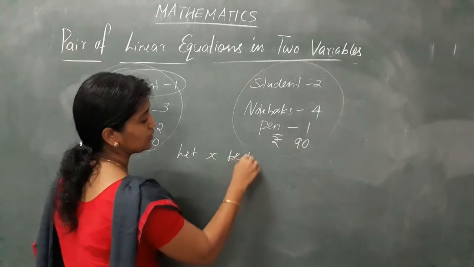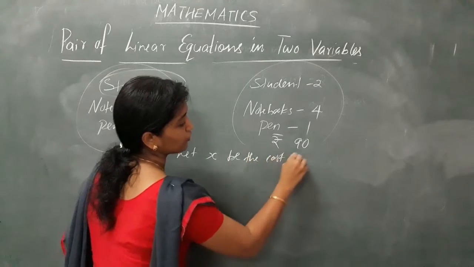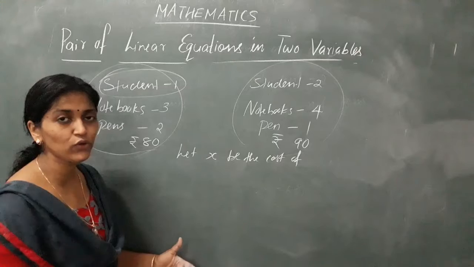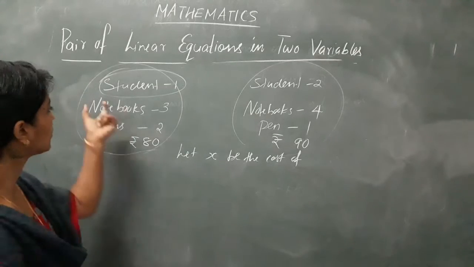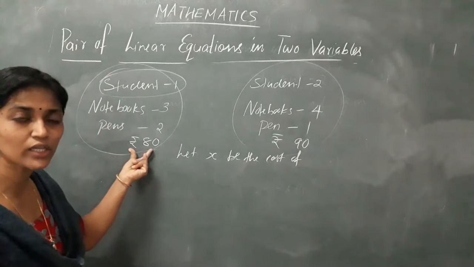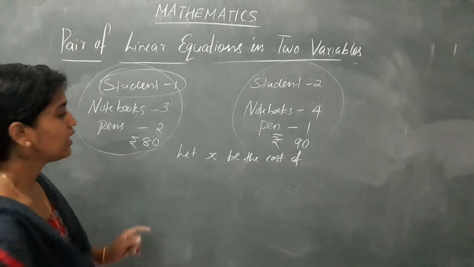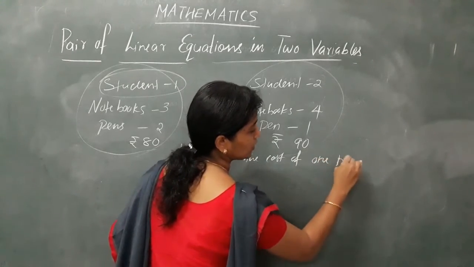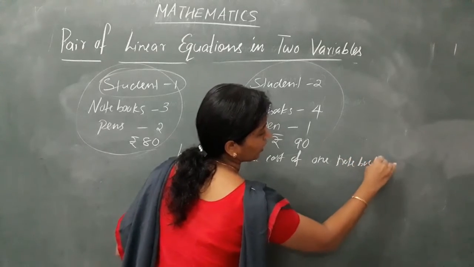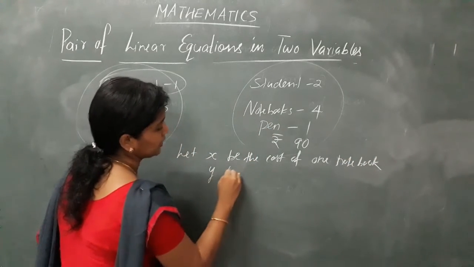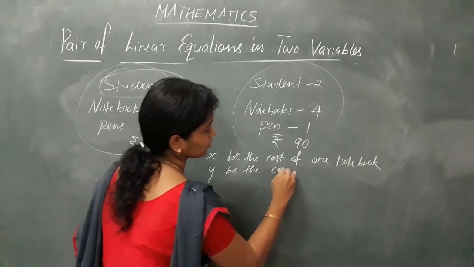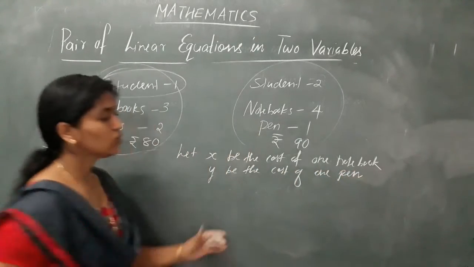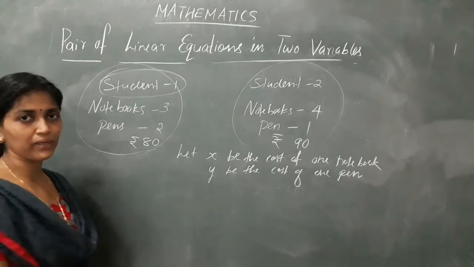So how are we taking that? The cost is unknown to us. If we knew the cost of one notebook, we could relate it here and say the total cost is 80. So let X be the cost of one notebook, and Y be the cost of one pen. So using that, how can we form a linear equation?